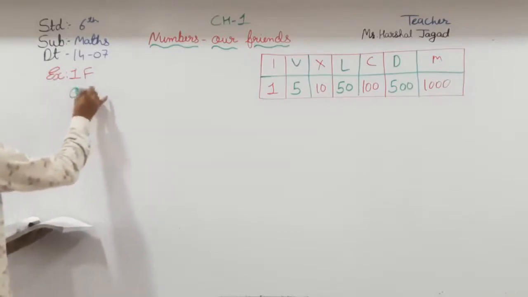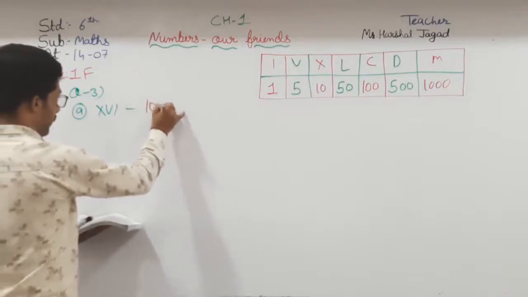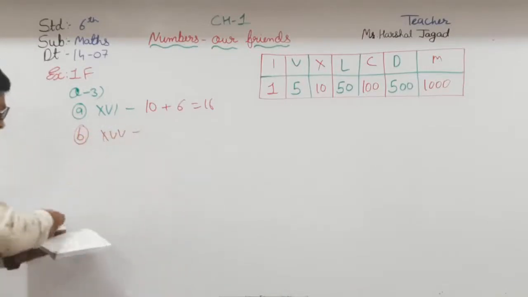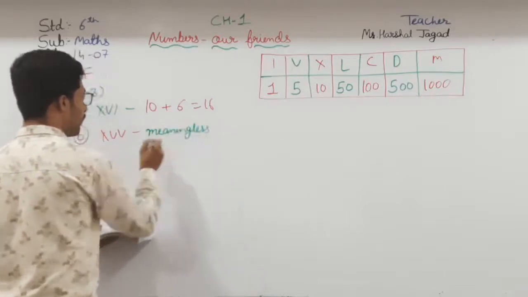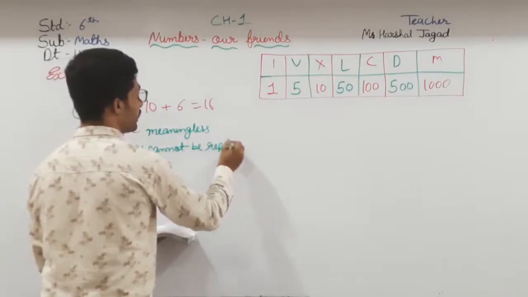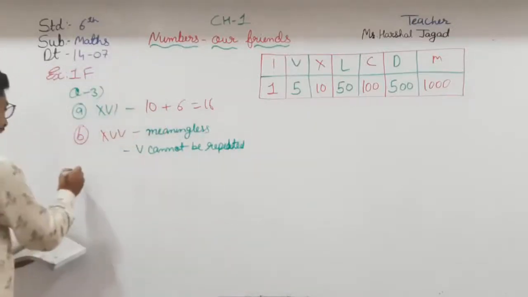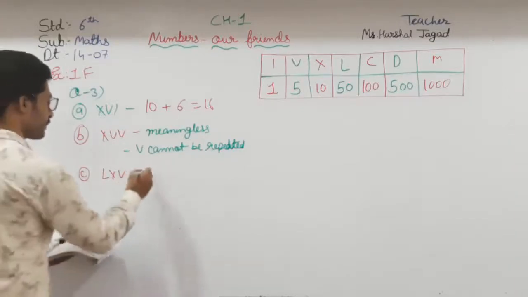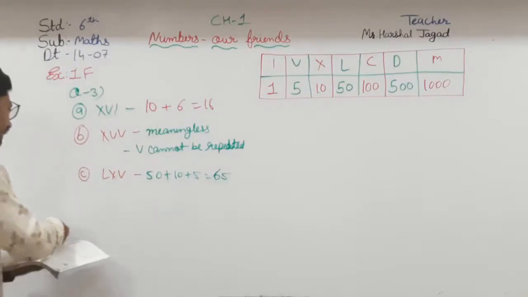Question number 3. In that, A, that is XVI, that is 10 plus 6, that is 16. B, that is XVV. So here, this is meaningless. Why? Because V cannot be repeated. Then after that, C, that is LXV. L is 50 plus 10 plus 5, that is 65.